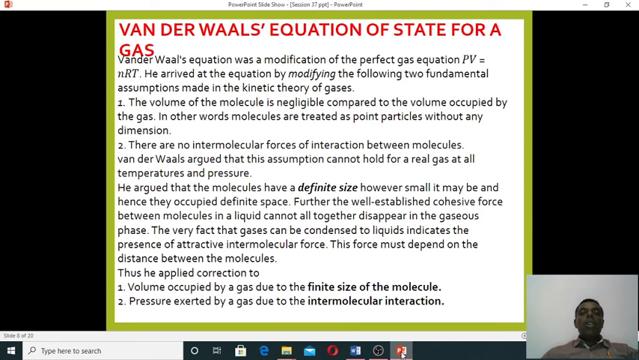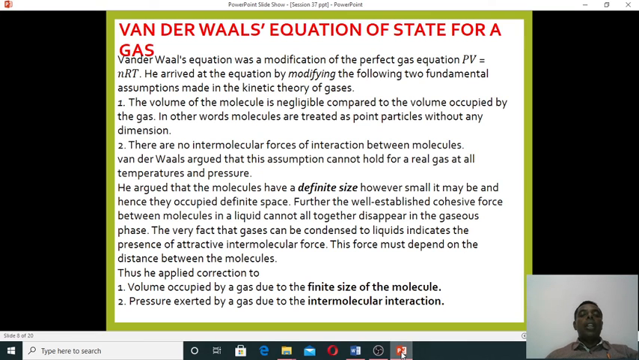Then van der Waals, from the equation of state, concluded and modified PV is equal to nRT. He arrived at the equation by modifying the following two fundamental assumptions made by the kinetic theory of gases. One is that the volume of the molecules is negligible compared to the volume occupied by the gas. In other words, molecules are treated as point particles without any dimensions. This is one we are neglecting. Second, there is no force of attraction between the molecules.